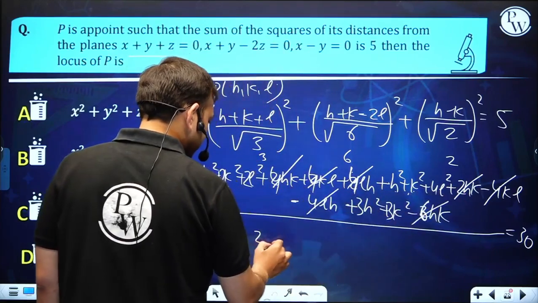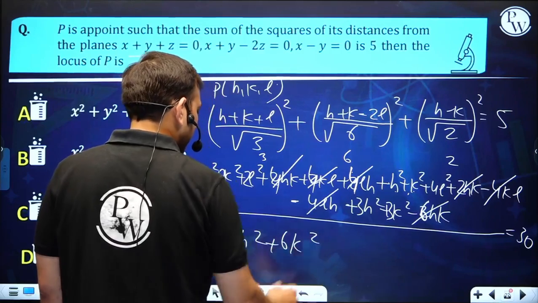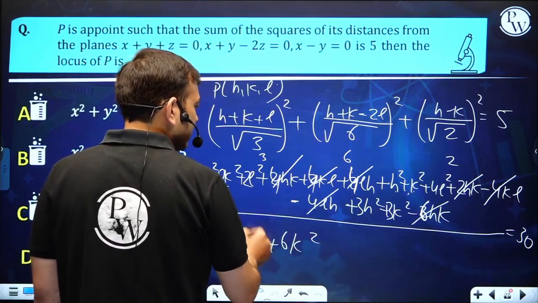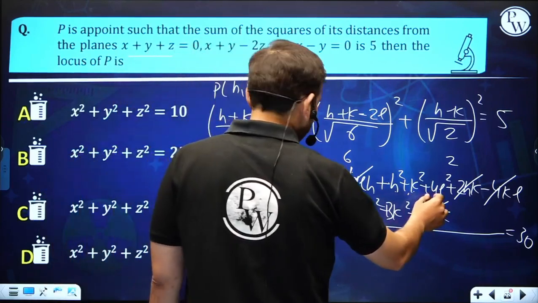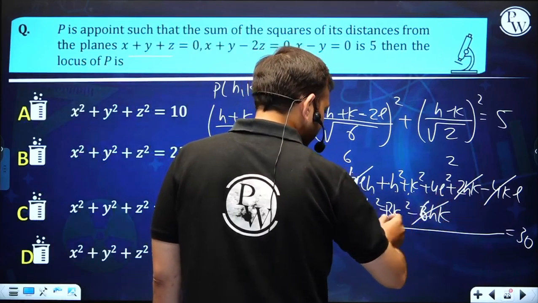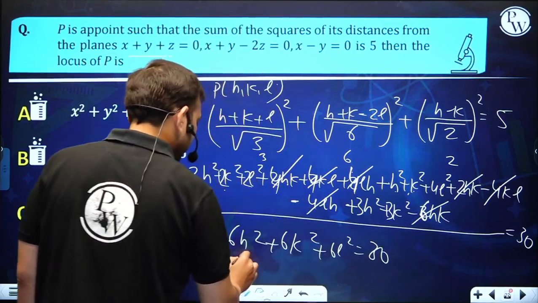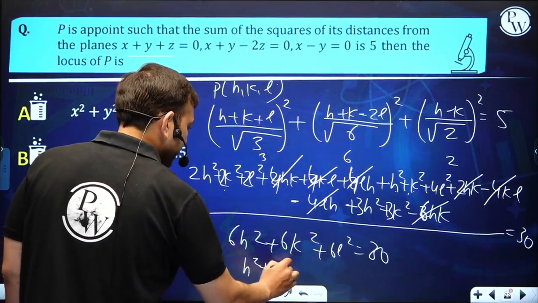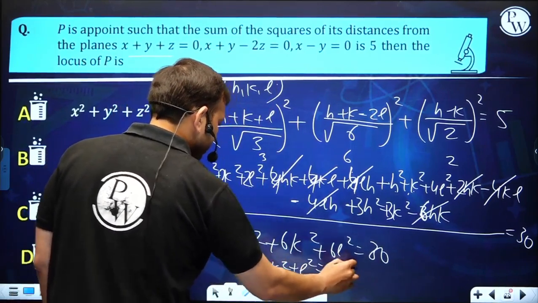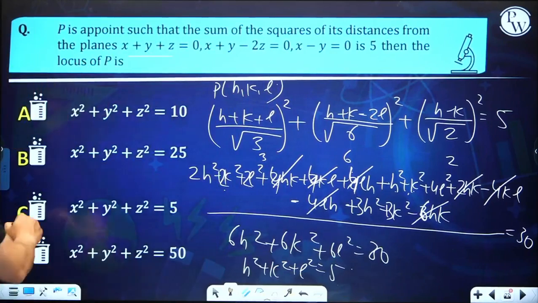3, 6K square, then 2L square plus 4, 6, so it is 6L square is equal to 30. H square plus K square plus L square is equal to 5, C option is equal to 5. In this way, you will get the answer, just you need to solve it.